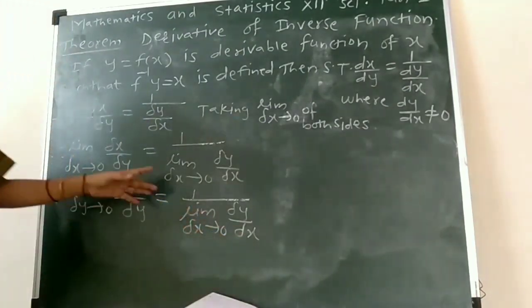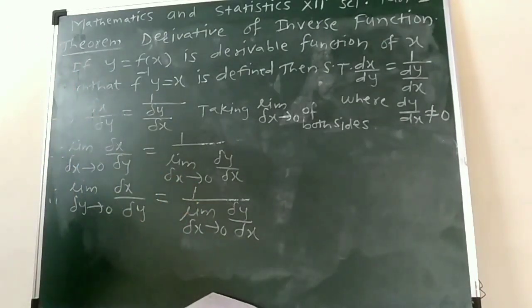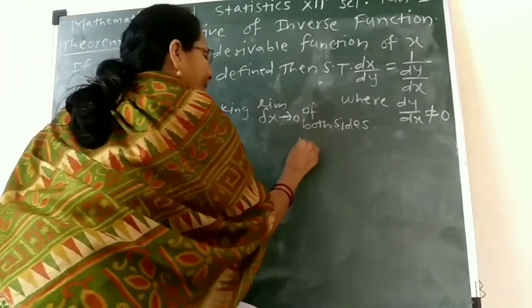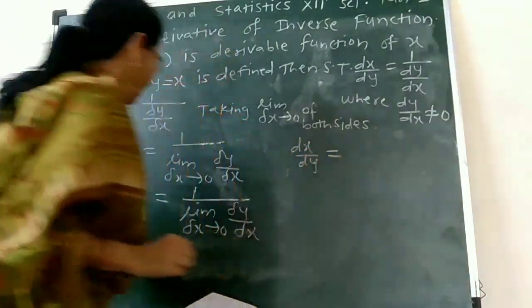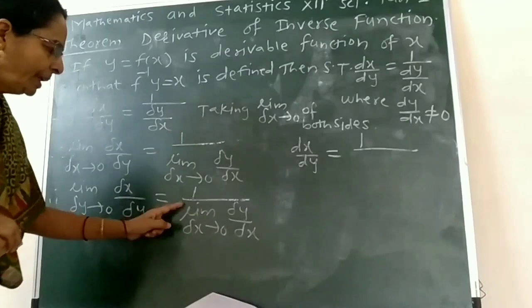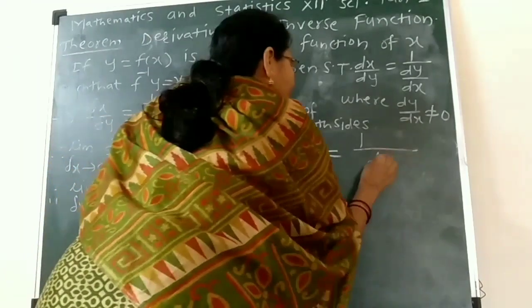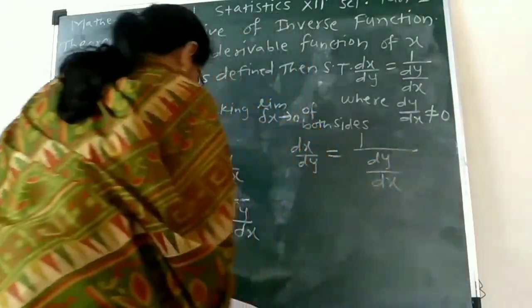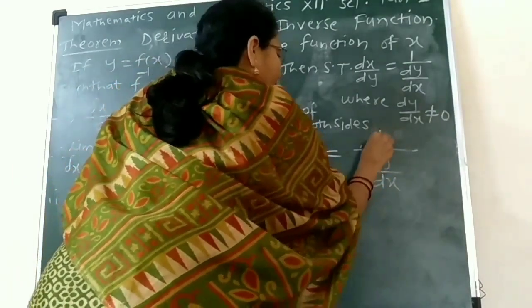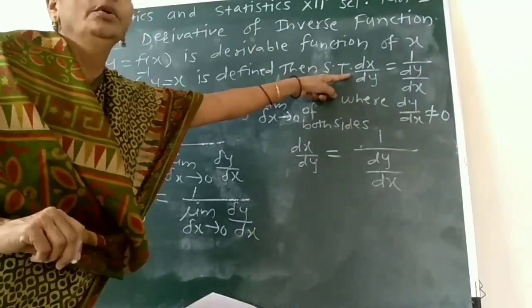Limits at RHS and LHS exist, values of which are limit as delta y tends to 0, delta x upon delta y, value is dx by dy, equal to 1 upon limit as delta x tends to 0, delta y by delta x, which is dy by dx. So dx by dy is equal to 1 upon dy by dx, which we have to prove now.